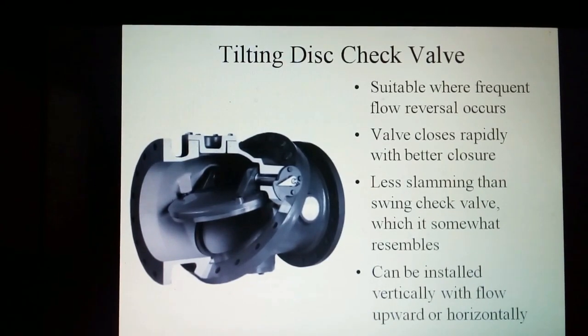Tilting disc valve is suitable where frequent flow reversal occurs. The valve closes rapidly with better closure and with less slamming than a swing check valve, which it somewhat resembles. It can be installed vertically with upward flow or horizontally.